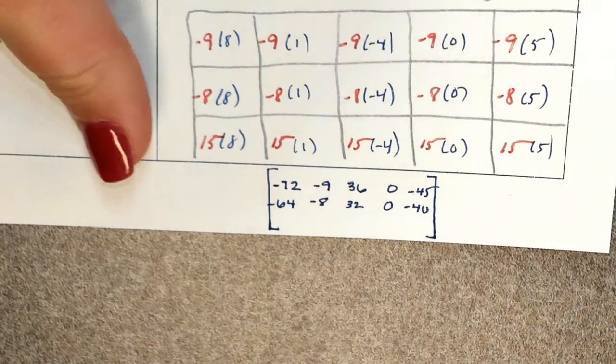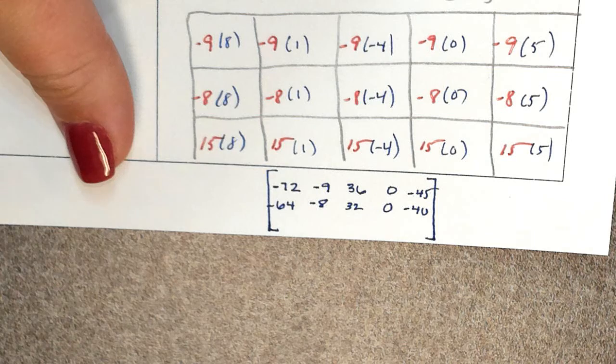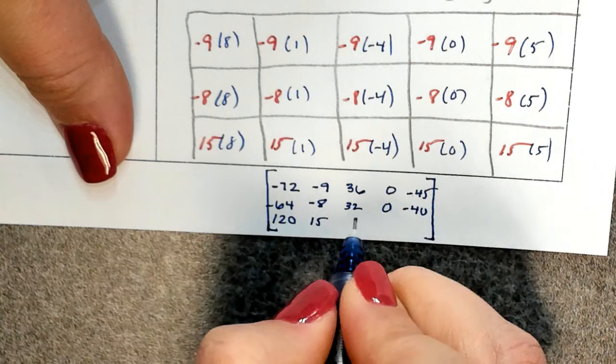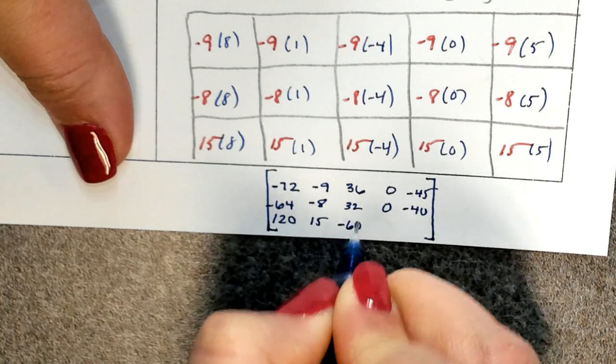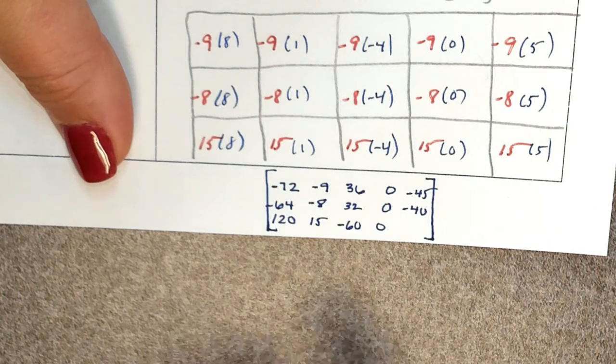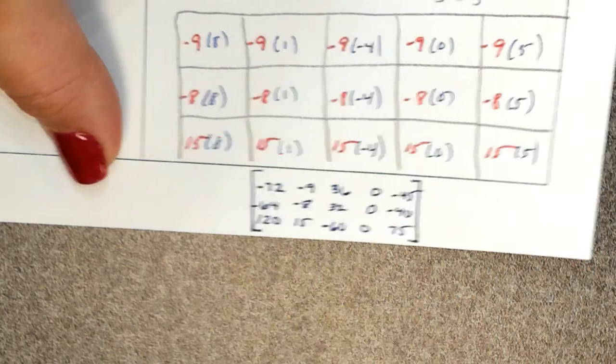15 times 8, I don't know what that is. 120, thank you. 15 times 1 is 15. 15 times negative 4 is negative 60. 15 times 0 is 0. 15 times 5 is 75. And there's your answer.